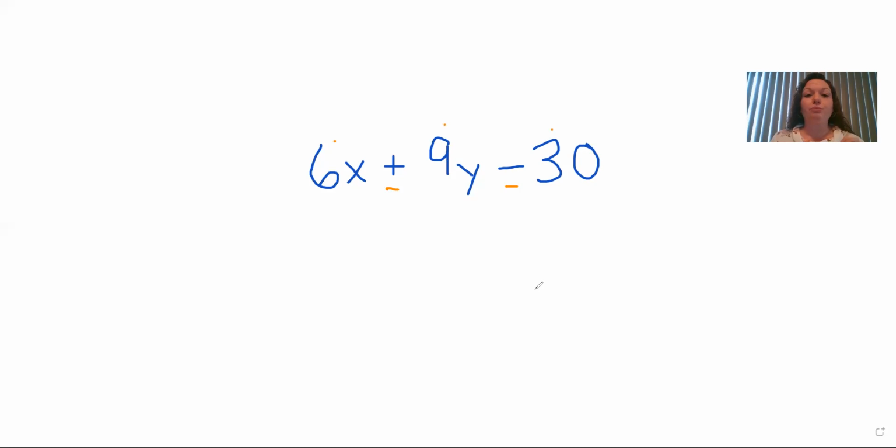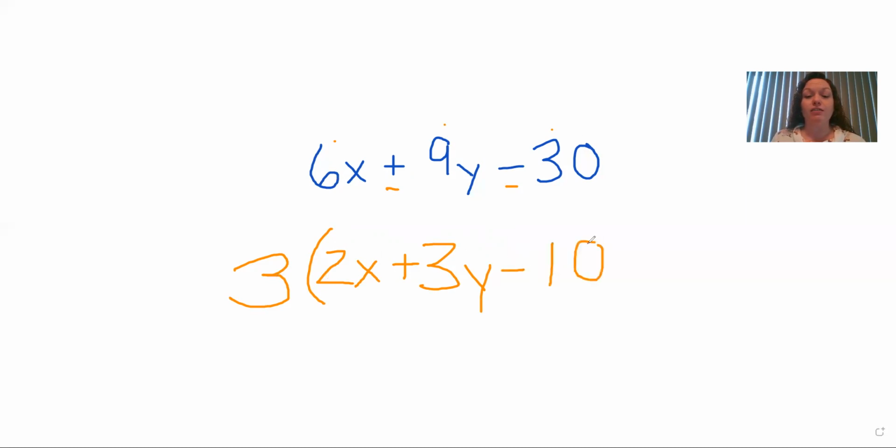And I know that 3 can go into each of these numbers. So first I take out my 3. I begin some parentheses. So 3 times 2x would equal 6x. So that's my first chunk. My next chunk is 3 times 3 would equal 9. I'm going to bring that y with me. 3 times 10 is going to equal 30. I need that to be negative because a negative times a positive is going to give me that negative. So I have a negative 10 here.